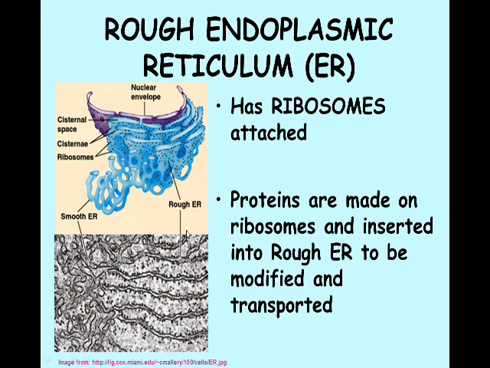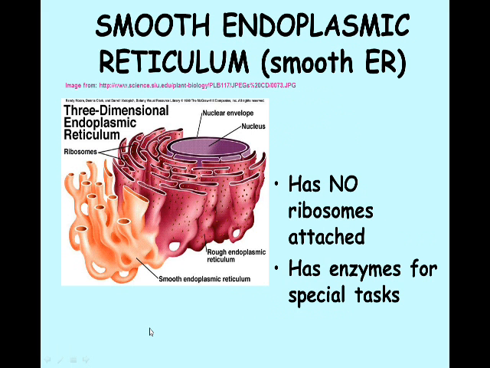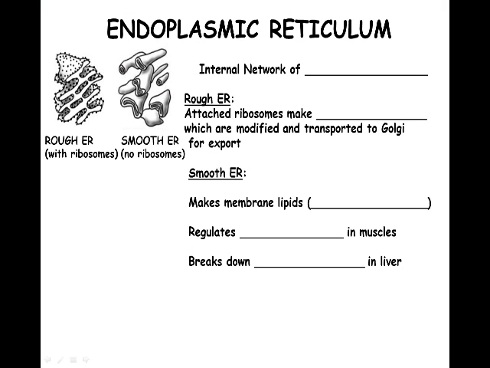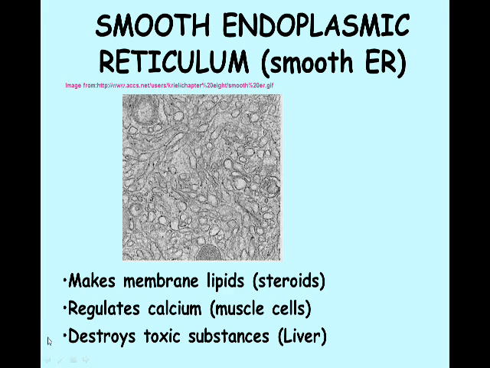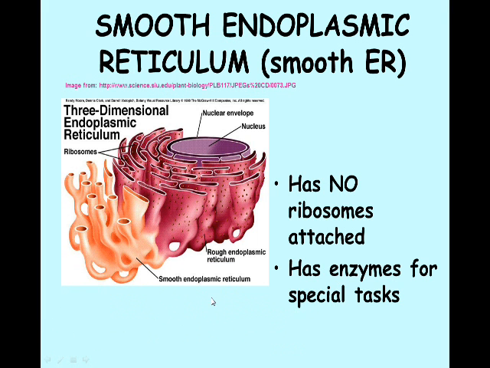If you look at the other kind of ER, the smooth ER, it's smooth on the surface because it doesn't have ribosomes attached to it. And smooth ER contains enzymes in this tubing to do a variety of metabolic functions. Remember metabolism, some of that chemistry that's happening inside of you. It has a variety of functions depending on what the cell's job is.